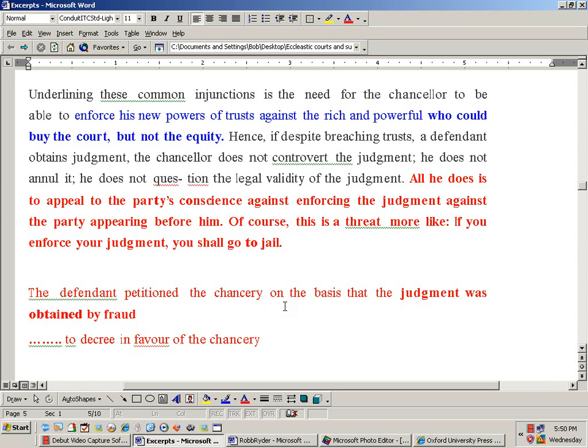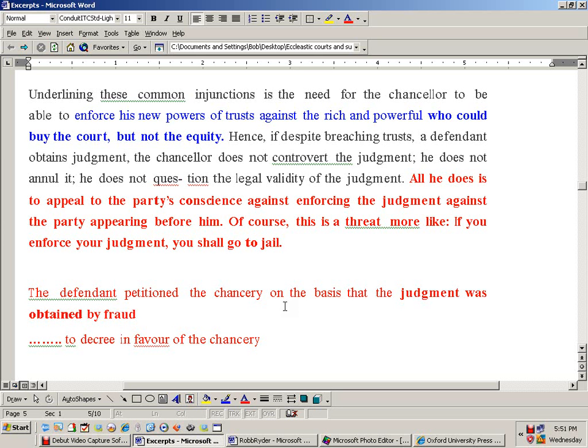Underlying these common injunctions is the need for the chancellor to be able to enforce his powers of trust against the rich and powerful who could buy the court, but not the equity. Hence, if despite breaching trust a defendant obtains a judgment, the chancellor does not convert the judgment, he does not annul it, he does not question the legal validity of the judgment, he lets the thing go through. All he does is appeal to the party's conscience against enforcing the judgment against the party appearing before him. Of course, this is a threat, more like, if you enforce your judgment, you shall go to jail. That's what the chancellor can do.